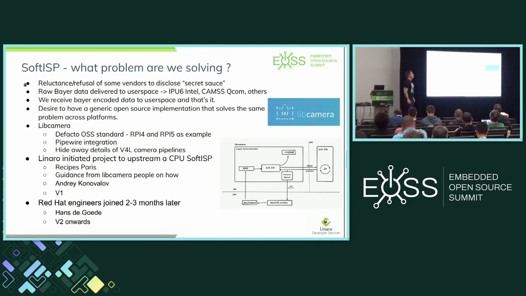So SoftISP, what's the problem that we're trying to solve? The problem is that on a number of different SoCs, what we get out of the kernel interface is just bare encoded data. So we will just take the data straight out of the sensor, dump it into user space, and not enable any of the hardware acceleration to debayer, to apply the three A's, to tune the output at all.